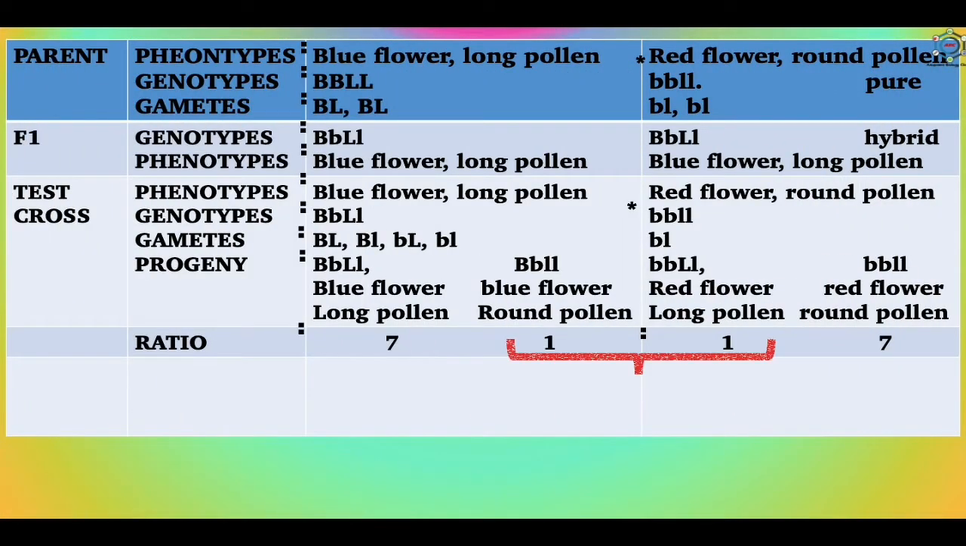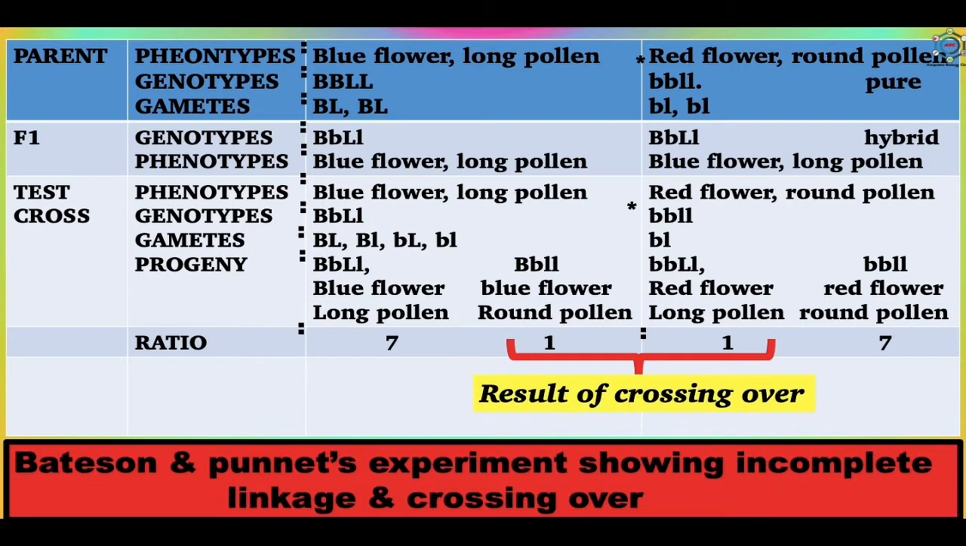Now here you can see the Bateson and Punnett experiment showing incomplete linkage and crossing over. An early case of incomplete linkage, which allows the separation of linked genes, was noted by Bateson and Punnett in sweet pea, that is Lathyrus odoratus, in 1906. They crossed a double dominant sweet pea plant homozygous for blue flowers and long pollen grains with a double recessive plant homozygous for red flowers and round pollen grains. The F1 plants were heterozygous for blue flower and long pollen grains.